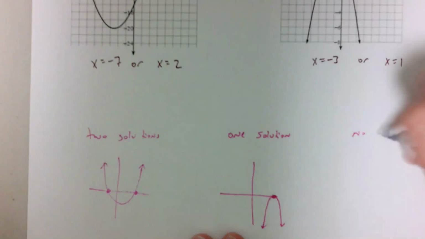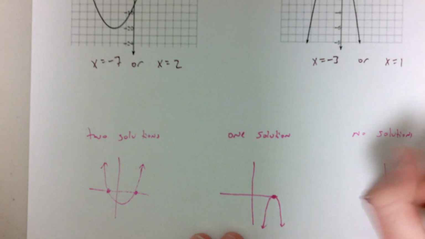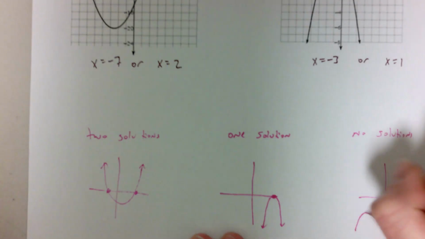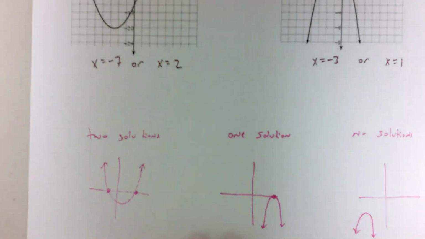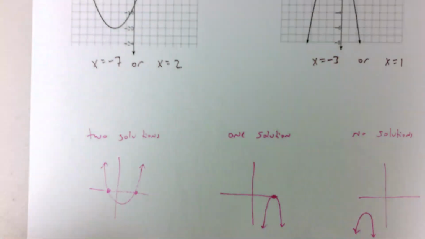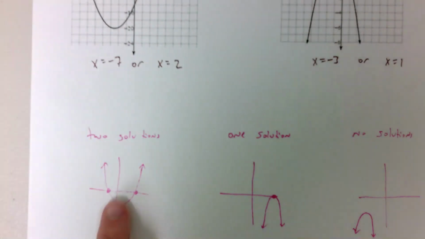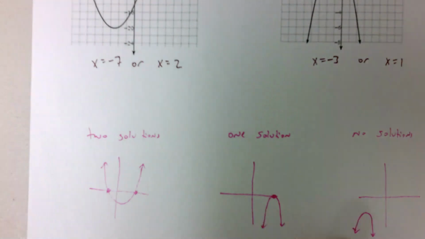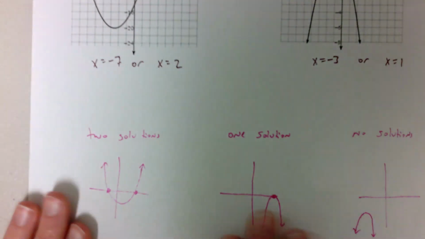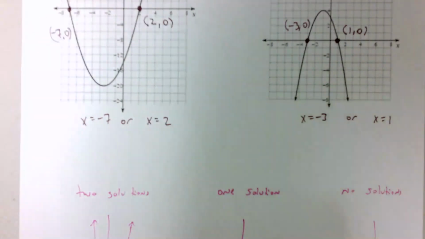Or you can have no solutions. That happens when your parabola doesn't cross the x-axis at all. This one tries to go up there, but it misses. So that would be an example of no solutions. Those are the three possible things that can happen when you're solving a quadratic by graphing: two solutions, one solution, no solutions. All you're really doing is looking for where your graph crosses the x-axis, and those are your answers. Couldn't be easier.